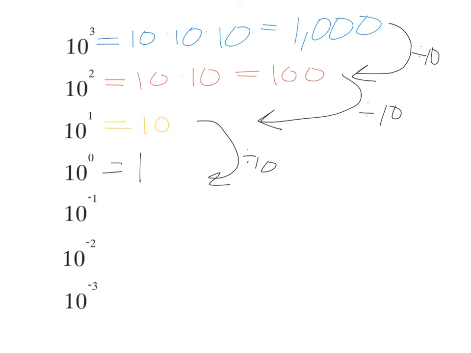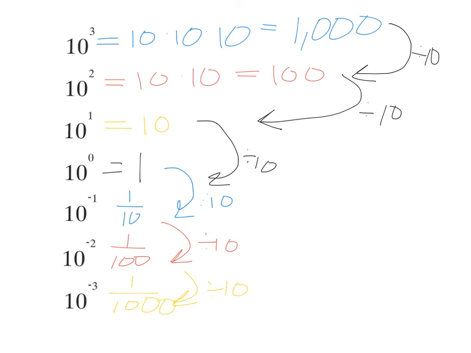To keep that pattern going, if I take 1 and divide it by 10, I get 1 divided by 10. To take the next one and divide that by 10, I now get 1 over 100. To do it a third time, I divide by 10, and it's 1 over 1,000.